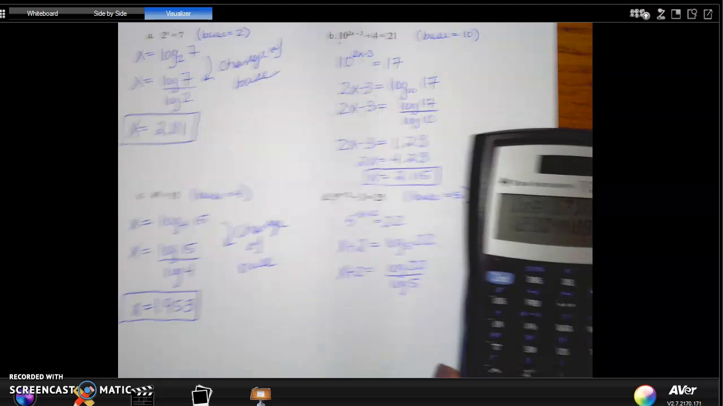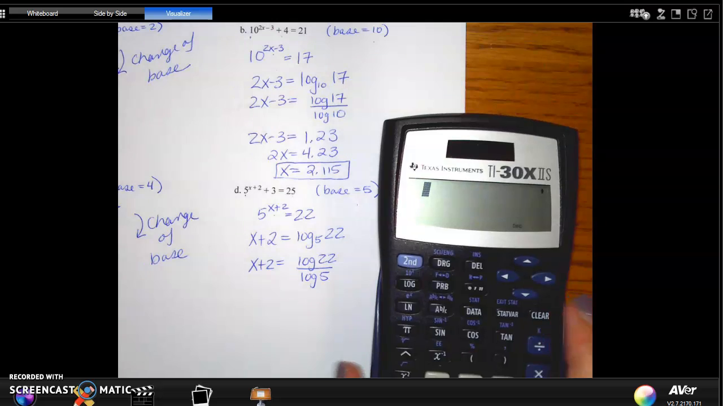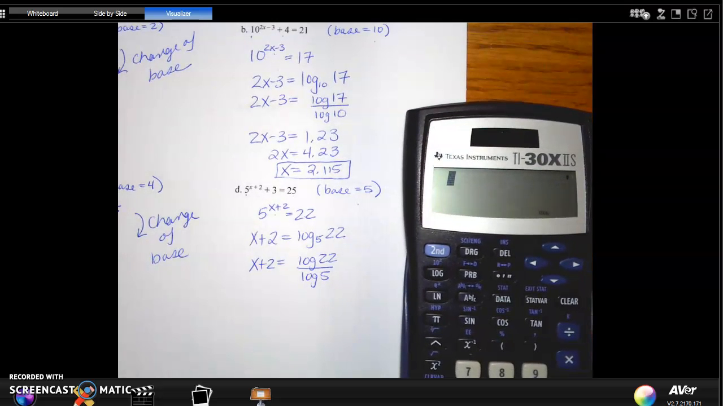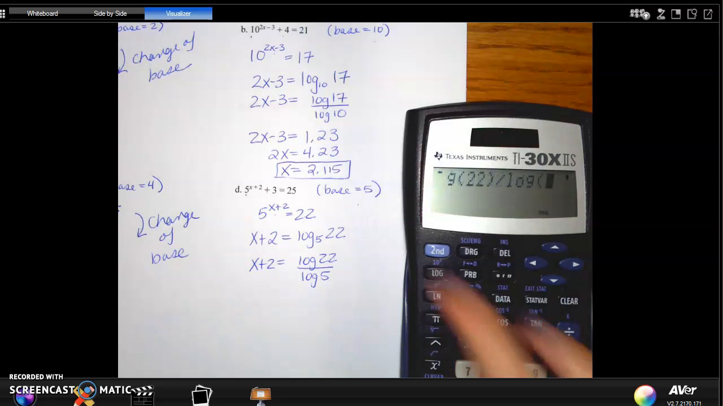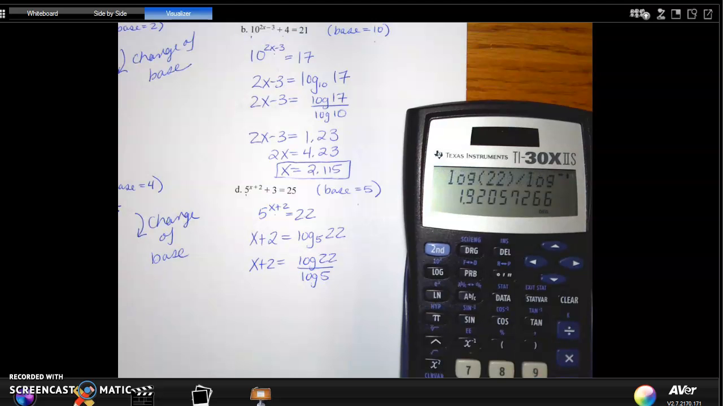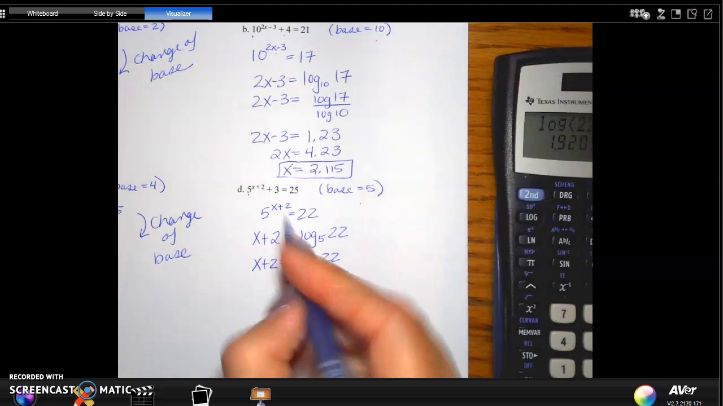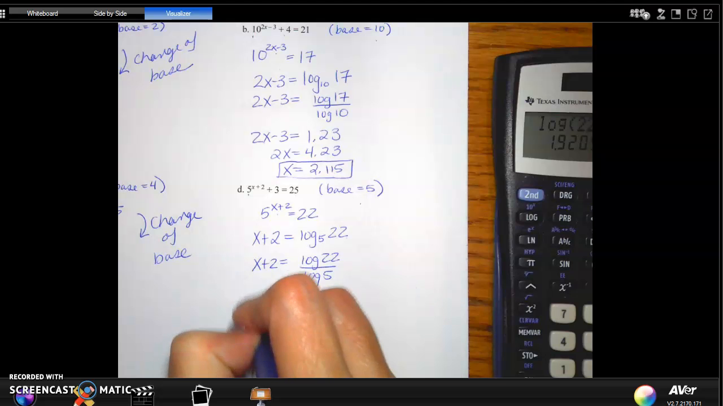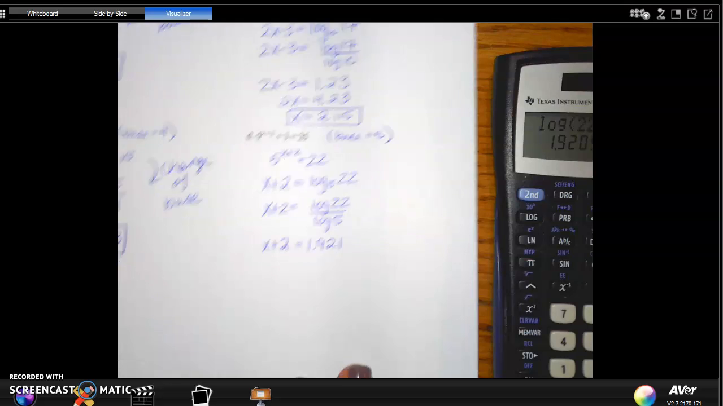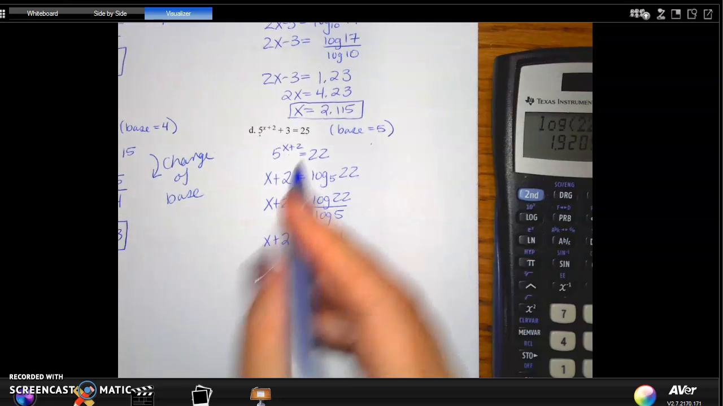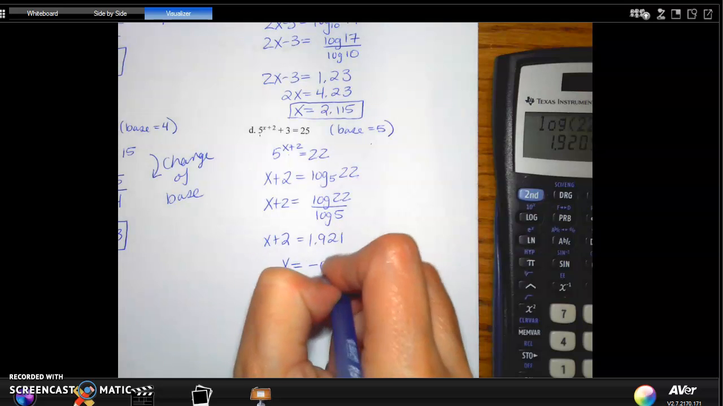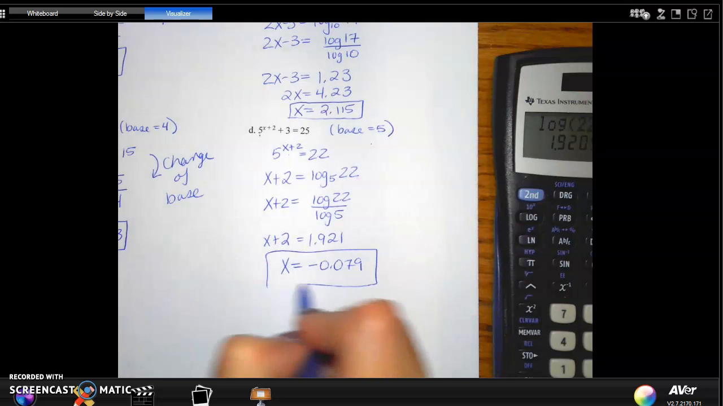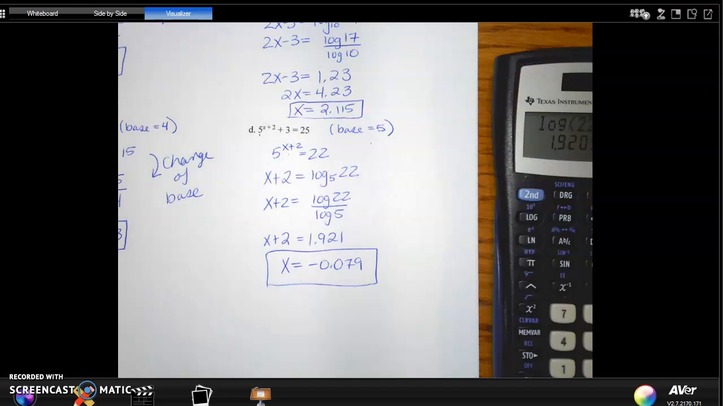Again, if you have one of the smaller blue calculators, I'm going to come right here again. Log 22 divided by log of 5. And that gets you to 1.921. And then our last step here is just to subtract this 2. So we're going to move the 2 over here. We're going to get a negative answer on this one. Negative 0.079. Okay. So that is the end of the example problems that I wanted to do with you.